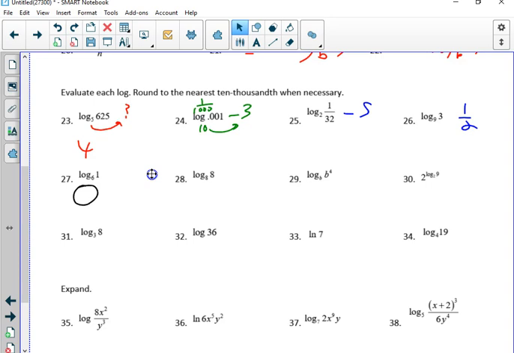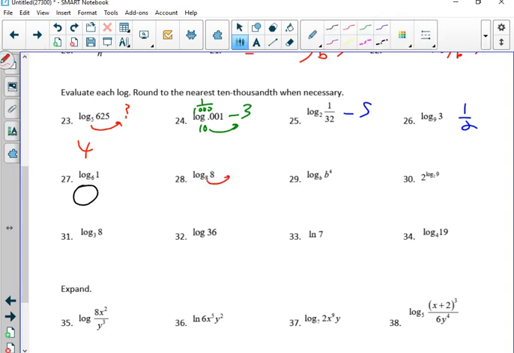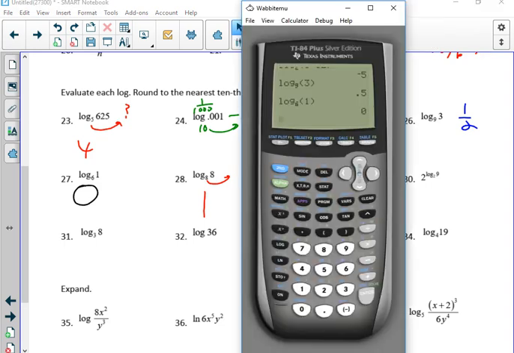28, 8 to what power is itself? That's 1. Okay? Again, you can confirm with the calculator. Math, log base. Enter. 8 over 8. Enter. 1.